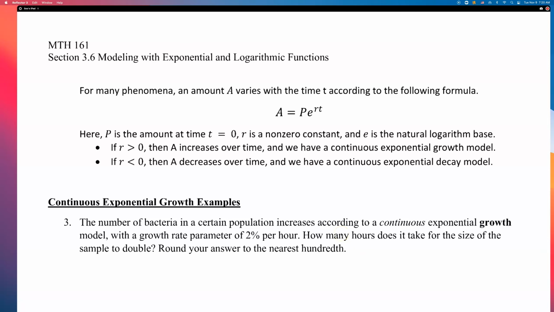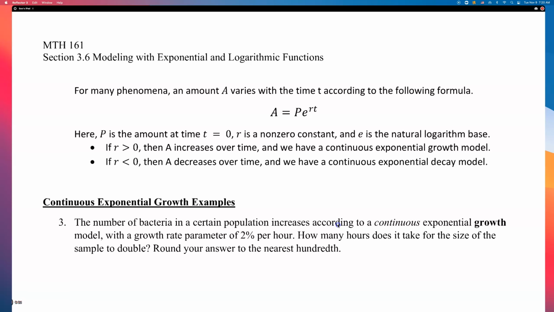For many phenomena, an amount A varies with the time t according to the following formula. Whenever you see these keywords like compounding, continuously, you will use this formula, okay?